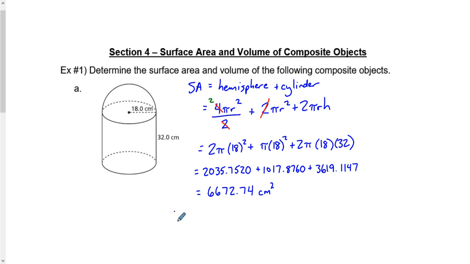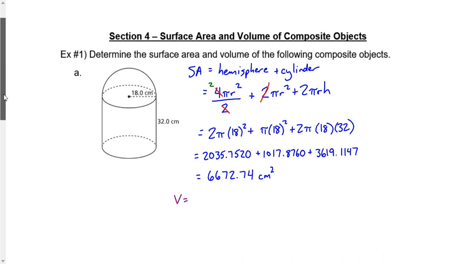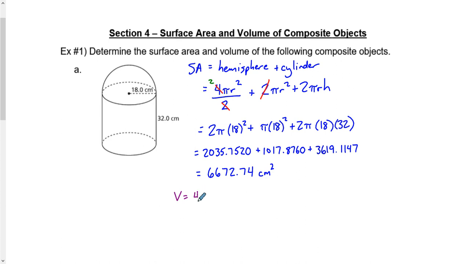For the volume, we're also going to be doing the volume of a hemisphere and a cylinder. For the hemisphere, it's 4 pi multiplied by the radius cubed divided by 3, but then we would be dividing it by 2. We'd then have to add the volume of the cylinder, which is pi multiplied by the radius squared multiplied by the height.